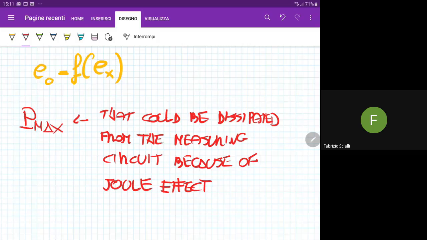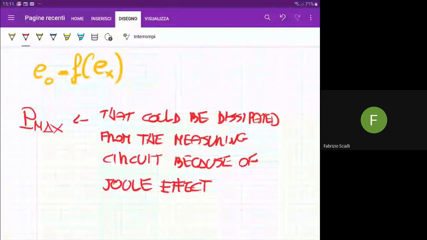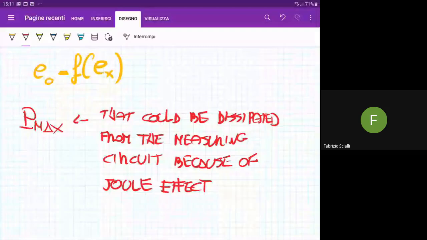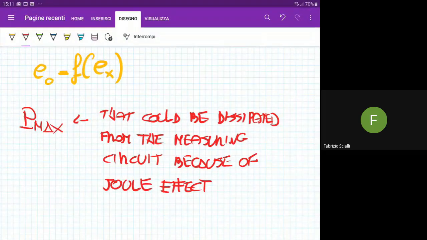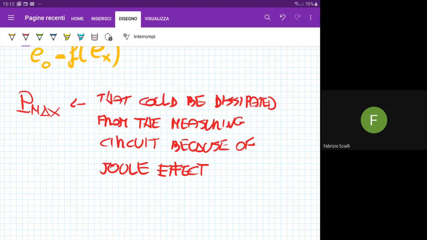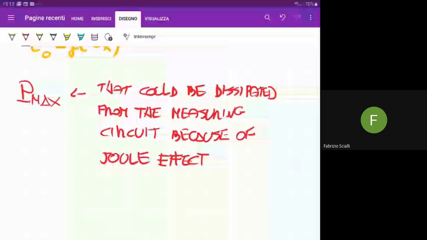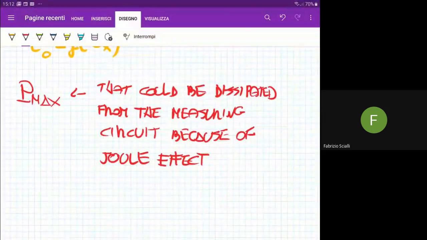Your friend is asking to repeat this issue. We saw that the sensitivity could be increased by increasing the input tension. However, we can't increase this input tension as we like because of the heat that is generated through the Joule effect in your circuit. If we increase this input tension too much, we can melt everything because the heat generated is too much to be dissipated from your circuit point of view.